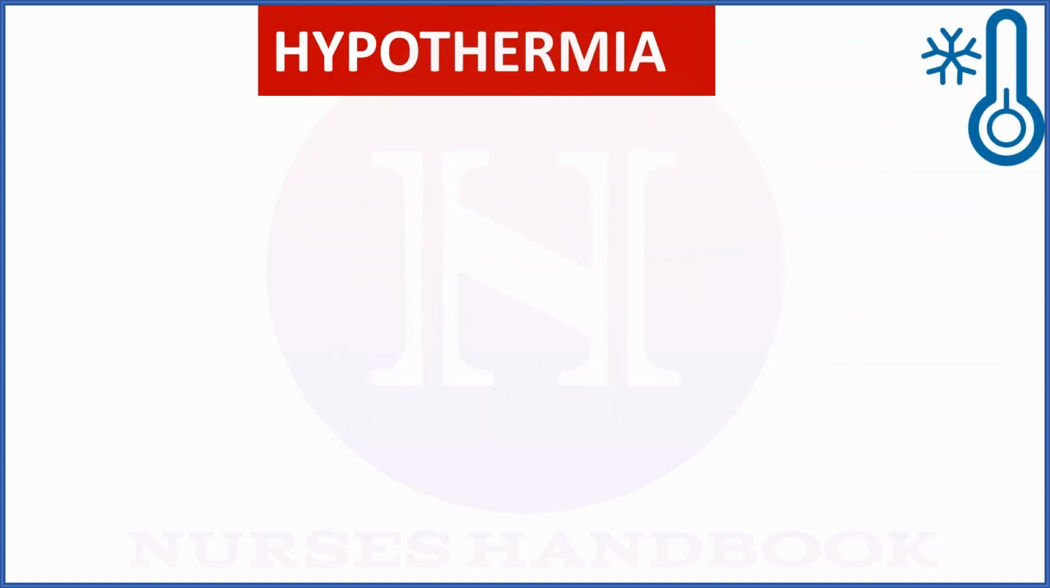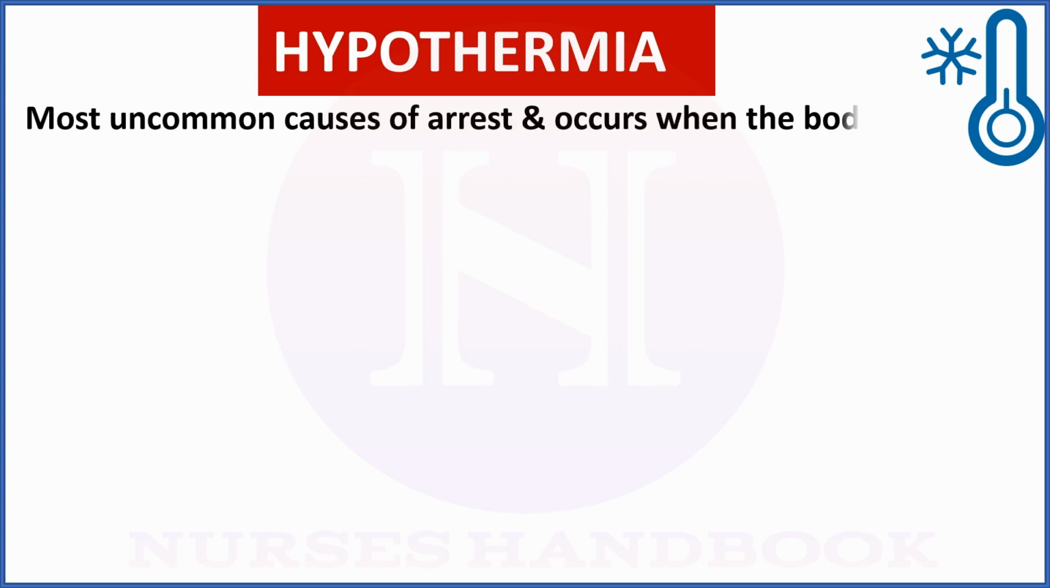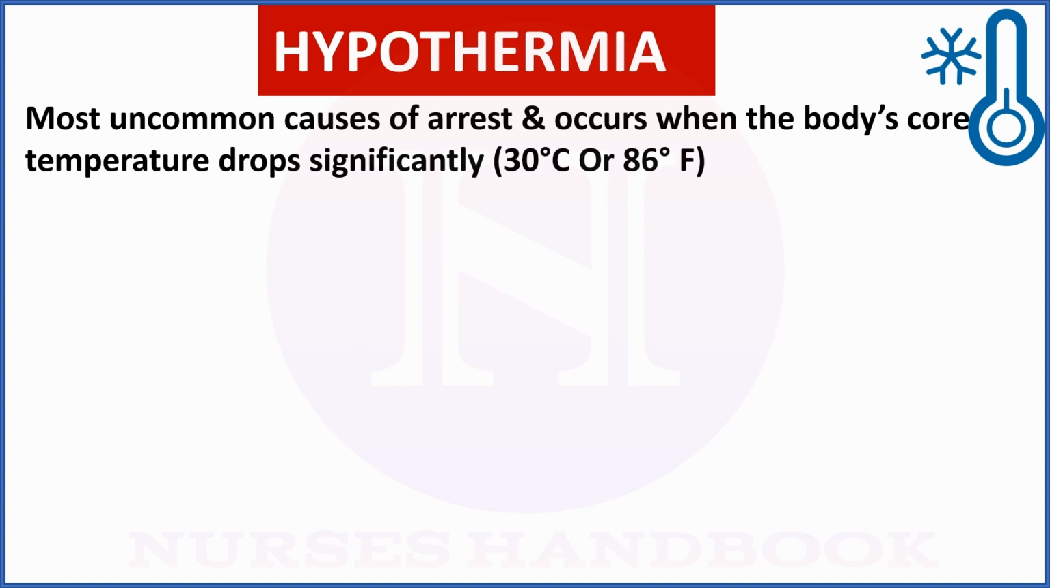Moving to the fifth and the last H of ACLS, that is hypothermia. It is the most uncommon cause of cardiac arrest and occurs when the body's core temperature falls below 30 degrees Celsius or 86 degrees Fahrenheit. Now, what are the main causes of hypothermia?